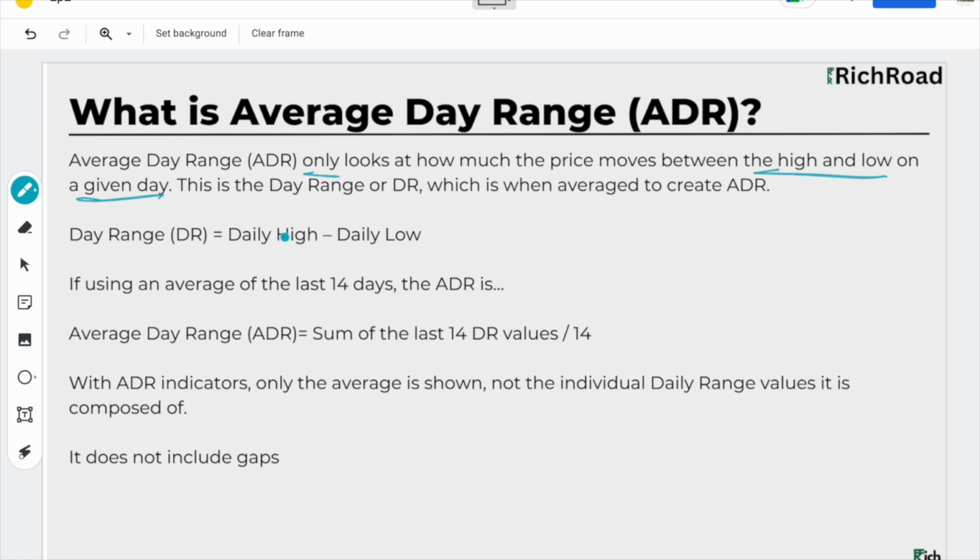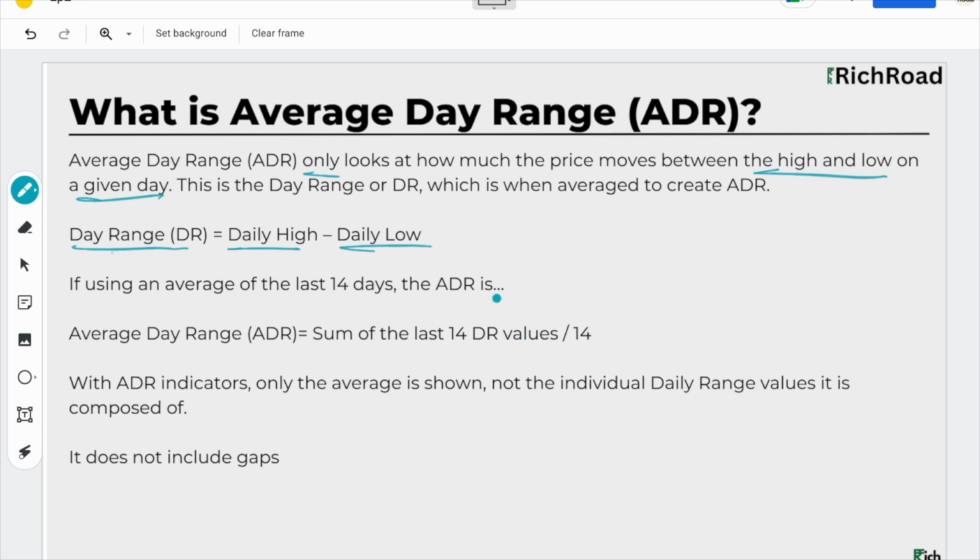So the formula is pretty simple. Day range will be calculated, which will be the daily high and the daily low. That's it. And that will be the ADR. Nothing else. Only the candle you are looking at matters, not any previous candle. And what is the average day range? Well, simply you will use the daily range for the previous 14 candles, divide by 14, and that will become the average day range on any given day.